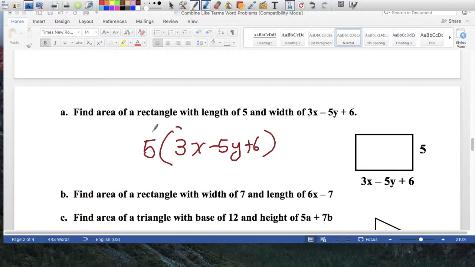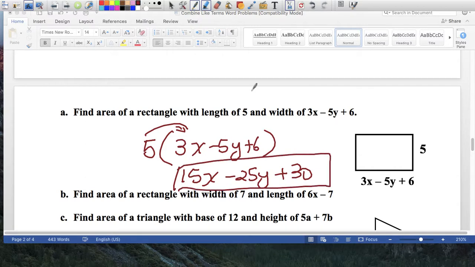By distributive property, remember area, we're measuring the number of square units inside this rectangle. 15x, positive and negative, negative 25y. Positive and positive is plus 30. So the area of this rectangle is this much.